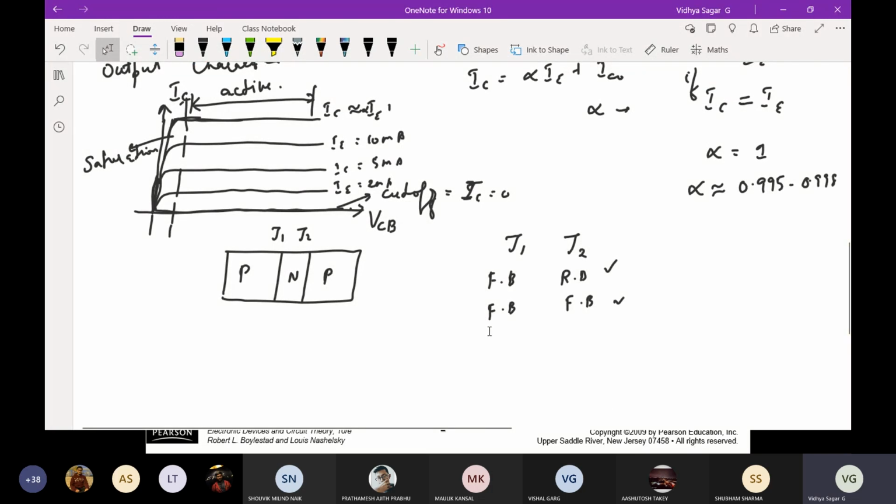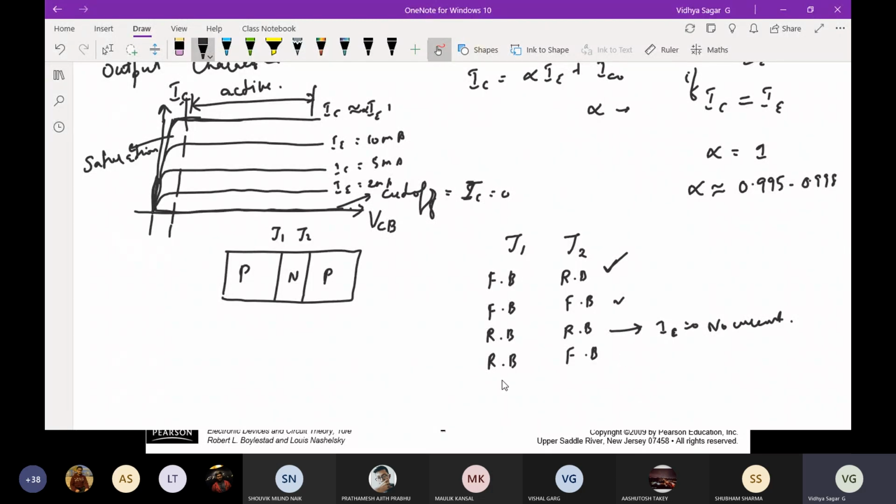The other cases would be junction J1 reverse biased and junction J2 reverse biased, and junction J1 reverse biased with junction J2 forward biased. So I've shown you this case. If both are in reverse bias, what happens? Zero current. No current. I'll say that IC is equal to 0.